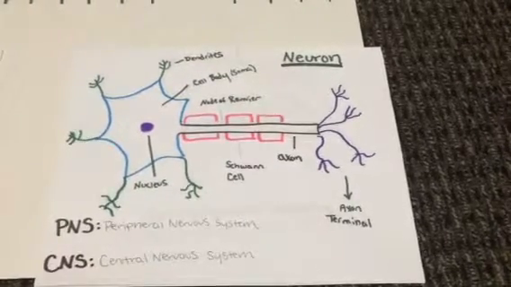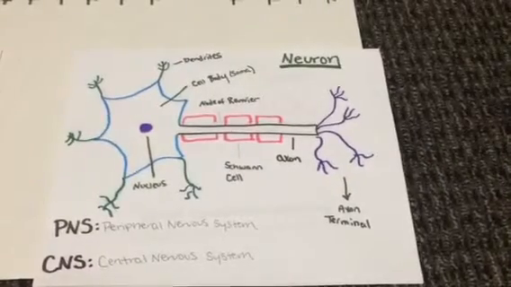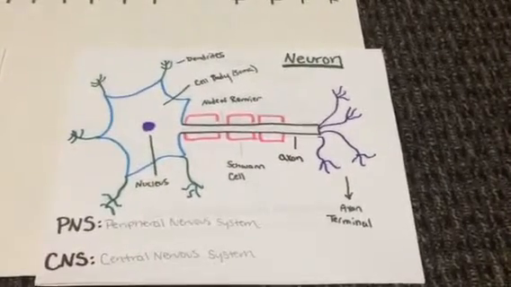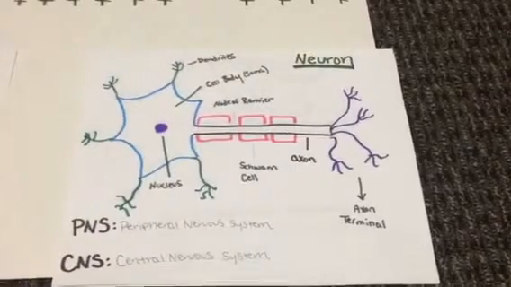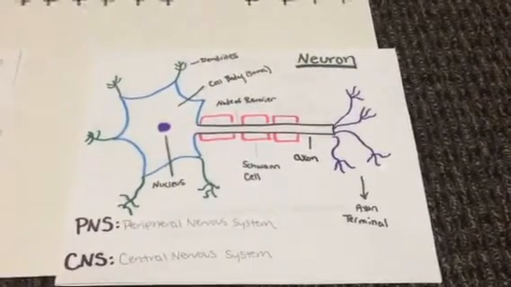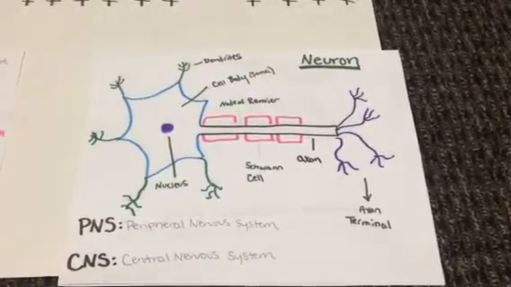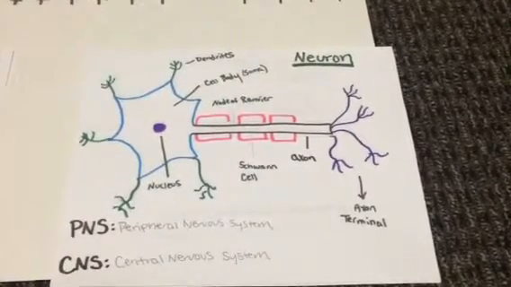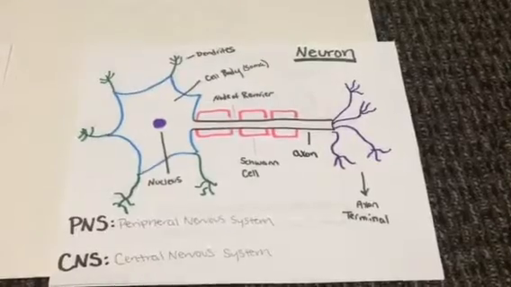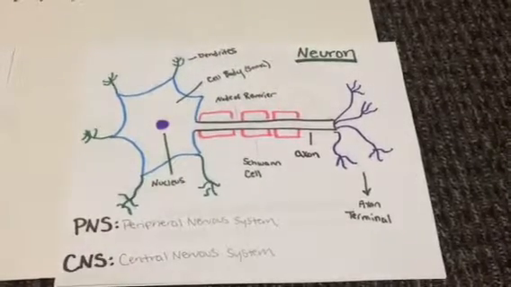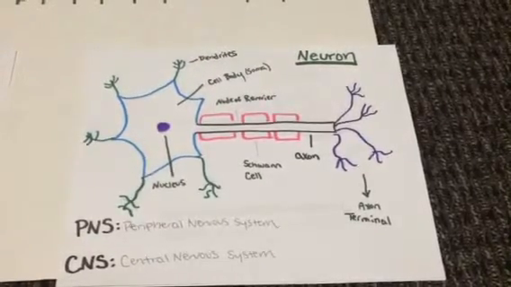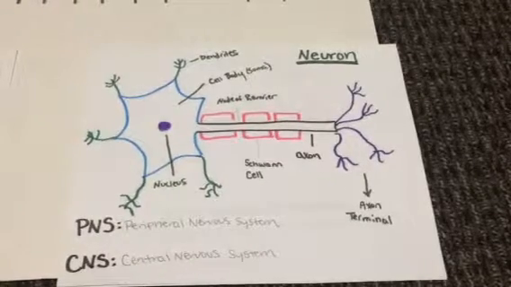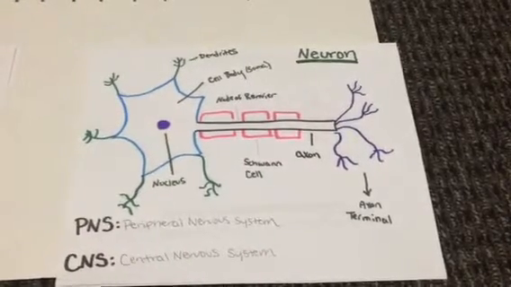There are two types of nervous systems in the human body. First, we have the PNS, or peripheral nervous system, which connects the CNS to limbs and organs. It consists of the nerves and ganglia outside the brain and spinal cord. Next, we have the CNS, or the central nervous system. This consists of the brain and spinal cord. It integrates information received from all parts of the body.